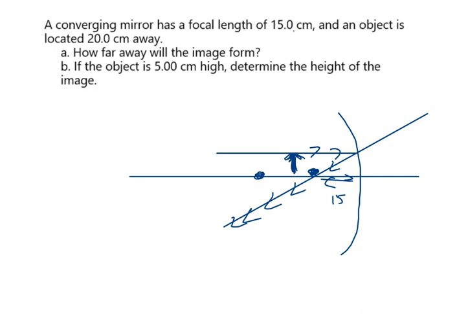Let's draw a line through the focal point and then have it go parallel. This means that it's going to come in like this and bounce back like that. I can already see where I think these two lines are converging. I believe they're converging right there. I'm expecting an upside down image, hopefully. What happens when you look inside a spoon? It looks upside down.